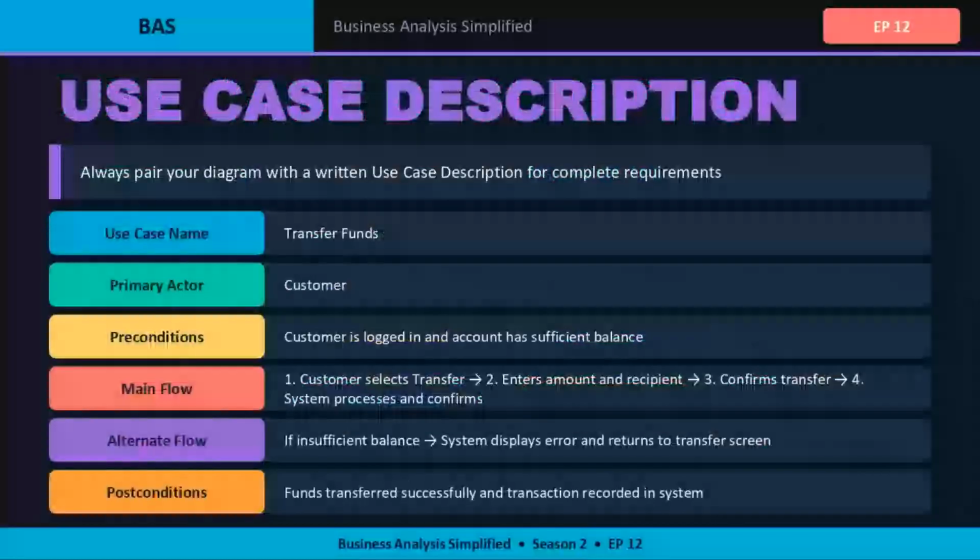A use case diagram is always accompanied by a use case description, a written document that describes each use case in detail. A standard use case description includes the use case name, the primary actor, the preconditions, what must be true before the use case starts, the main flow, the step-by-step happy path, the alternate flows, what happens if something goes wrong, and the post-conditions, what is true after the use case completes. Together, the diagram and the description give the development team everything they need to build the right solution.